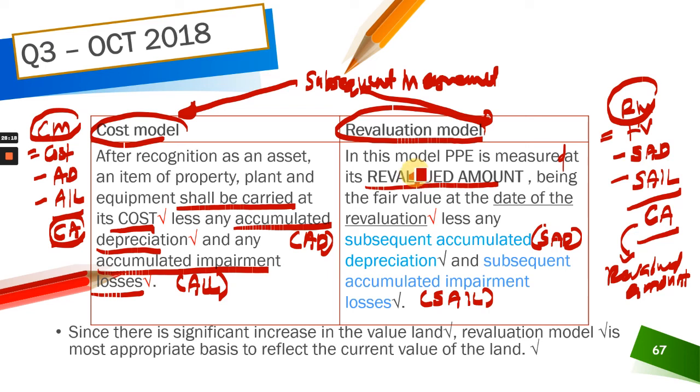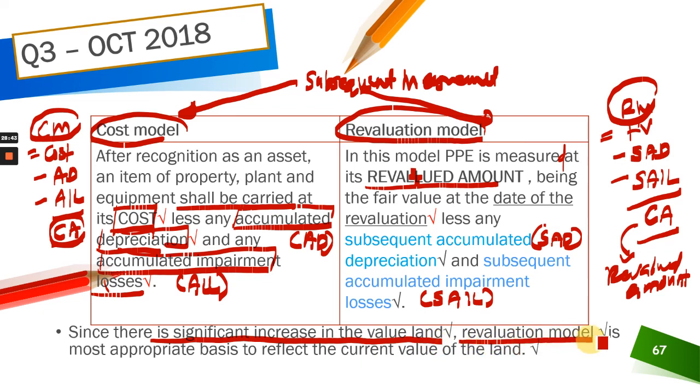There shouldn't be an extra L here, right? Under the cost model, the asset is being carried at cost less accumulated depreciation less accumulated impairment loss. So here, how do you make a conclusion? Since there is an increase in the value of the land, right? There was an increase. So you can give advice that the revaluation model is the most appropriate.